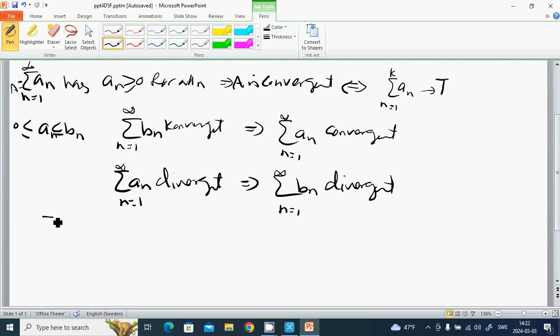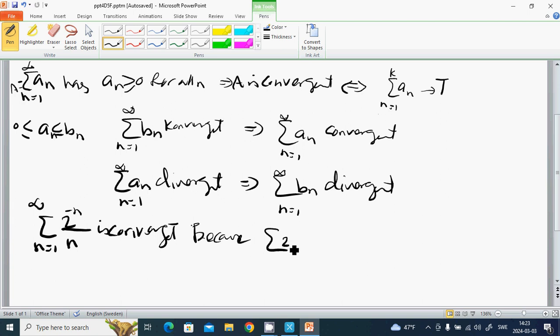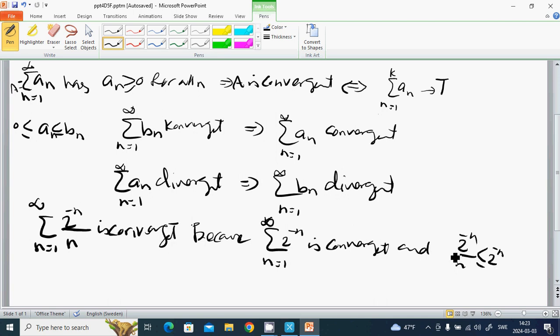Example: the sum for n equals 1 to infinity of 2 minus n and n. It is convergent, because this one from 1 to infinity is convergent, and 2 minus 1 divided by n is less than this one and bigger than 0, then this is convergent.